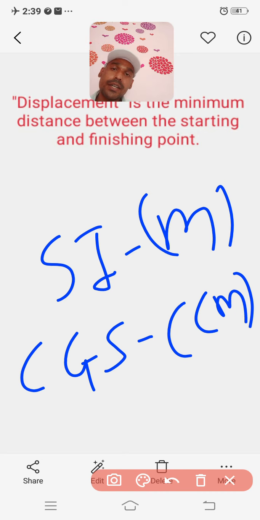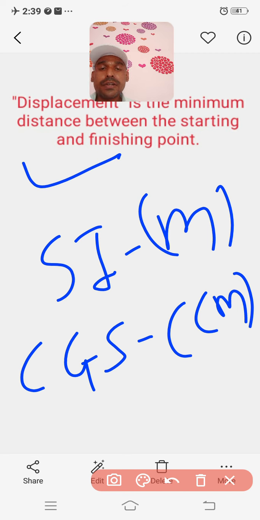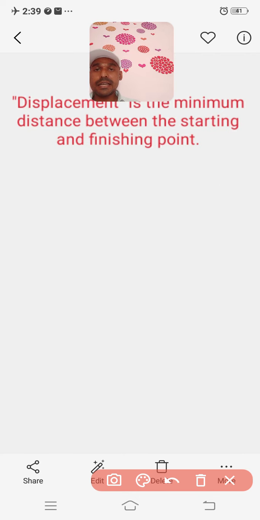I think we understand displacement definition, their quantity and their units. I think we understand the concept of displacement and distance.